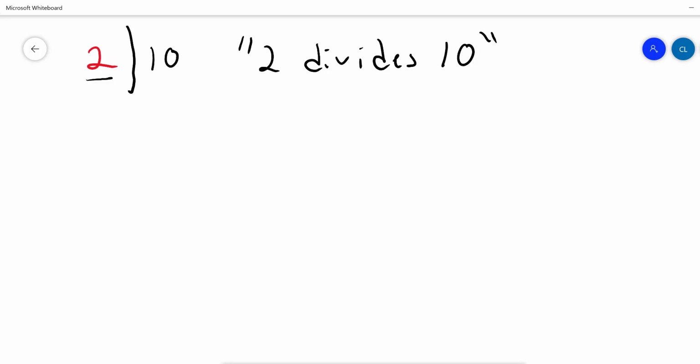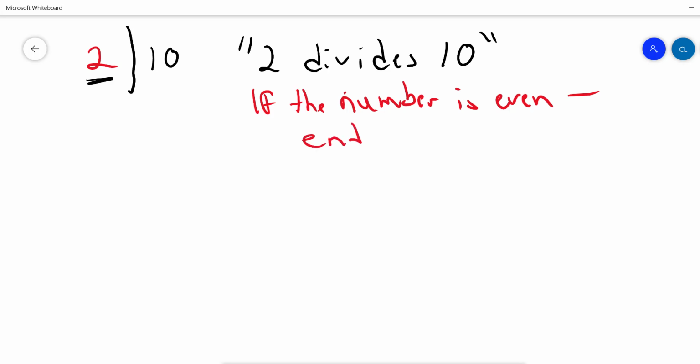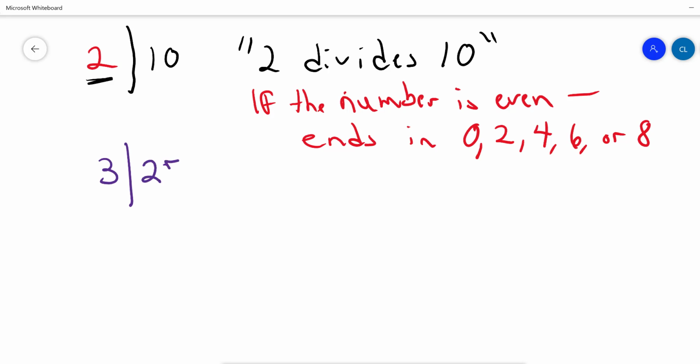The divisibility rule for 2: a number is divisible by 2 if the number is even. So any even number is divisible by 2. Everyone knows that pretty quickly as they take math in high school and beyond. Or we could say if the number ends in the digits 0, 2, 4, 6, or 8. So there's 2. The divisibility rule of 3 is a little trickier, but here's an example.